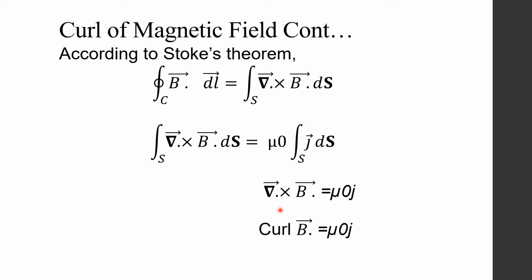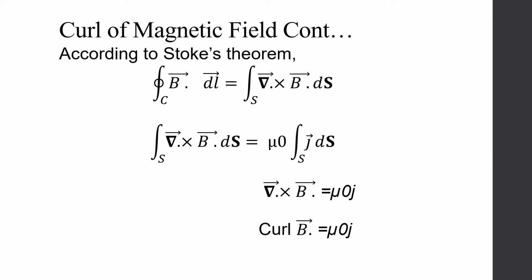But del cross B is what? Mu 0 J. And del cross B is nothing but curl. That is, curl of B is equal to mu 0 J. So in this way we can find the curl of magnetic field, that is del cross B is equal to mu 0 J, or simply del cross B can be represented as curl of B, which is equal to mu 0 J.